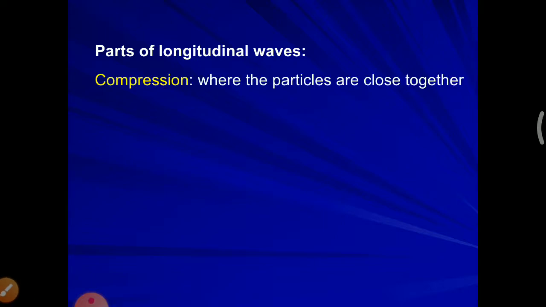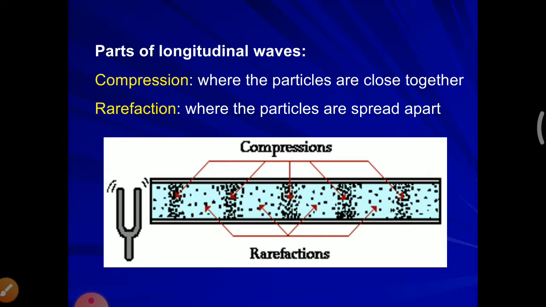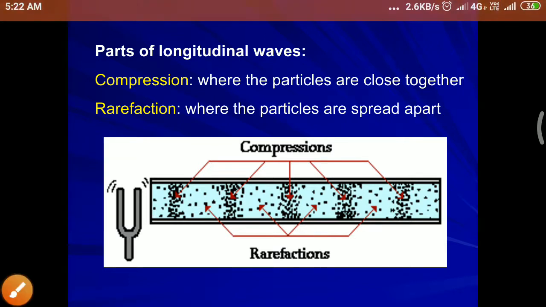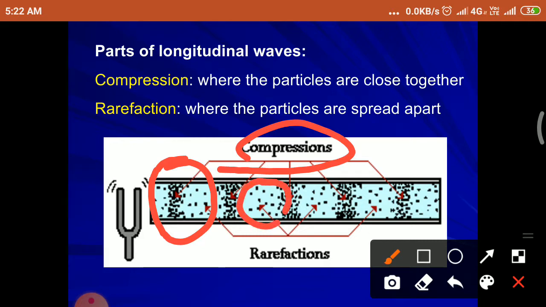Where the particles are close together, that is called compression. Where the particles are spread apart, that is called rarefaction. It is shown clearly in the image. Here the particles are close together, so it is called compression. Here the particles are less, so this is called rarefaction.